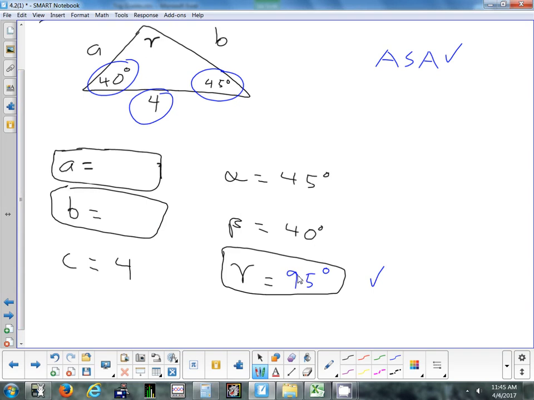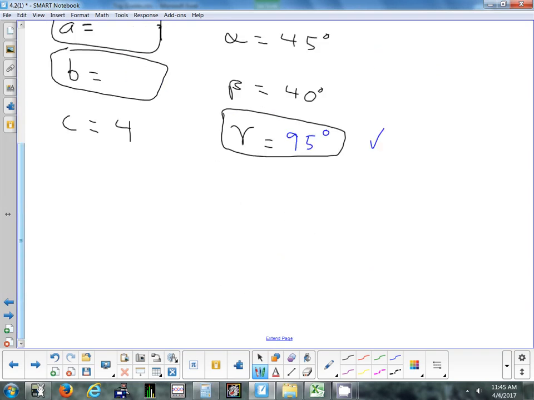Okay, as far as the order, you can find A or B first. Doesn't matter. So, James, do you want to do A or B first? A. Okay, we're going to find A. Set up your proportion. And the row that I checked off in blue, we're going to use that. You can put it on the left or you can put it on the right. It doesn't matter. It'll come out the same.